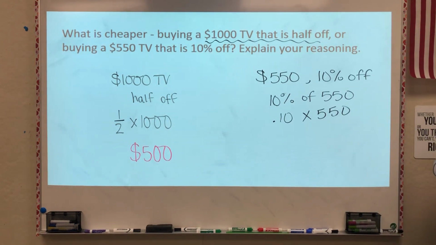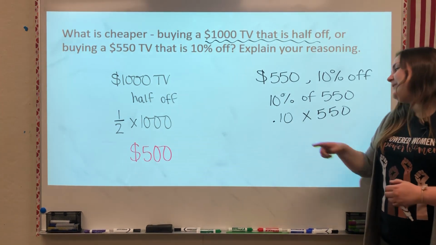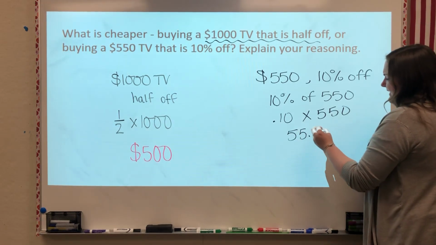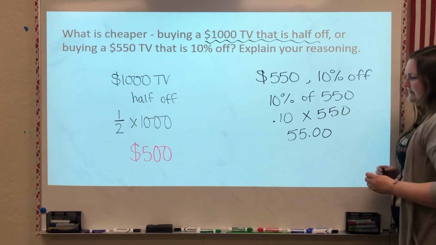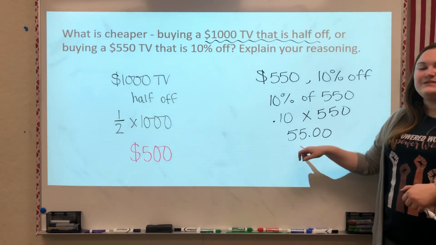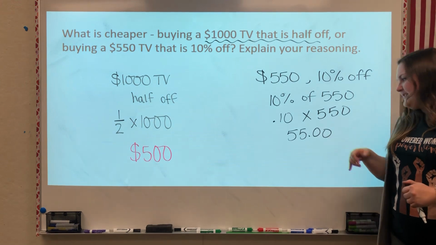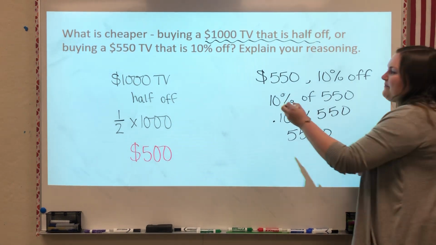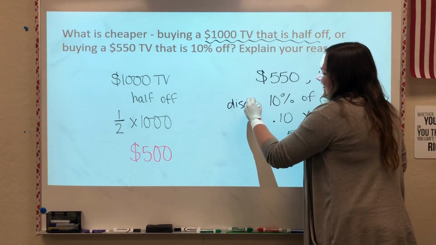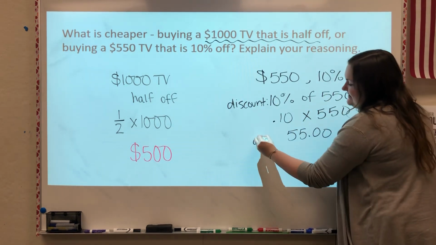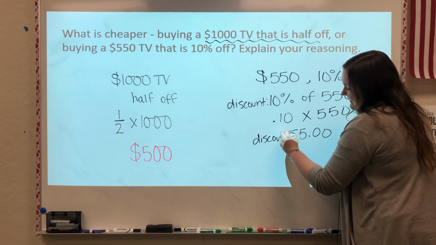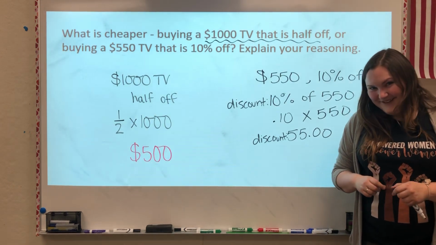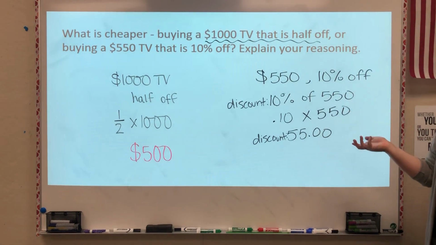When I multiply 550 times 0.10, we are going to get 55.00. Now my question is, what did we find by doing that? What is 55? Well, that's the 10% off, which remember is the discount. So I figured out at this point that my discount is $55. That does not mean the TV is $55, just that you're saving $55 on the TV.